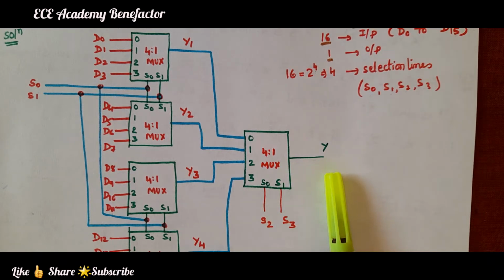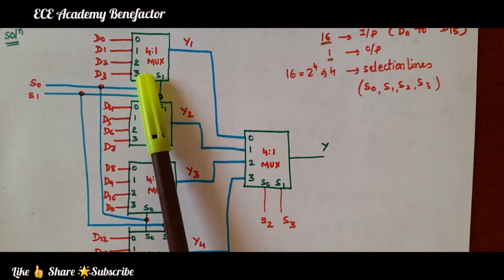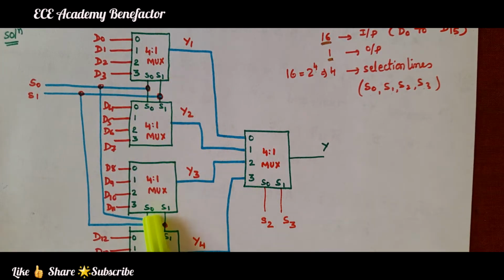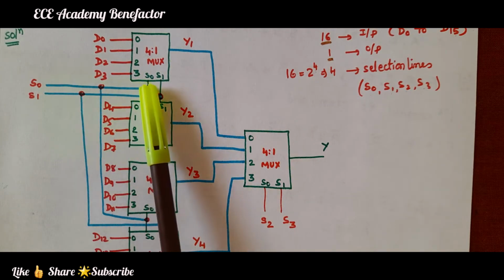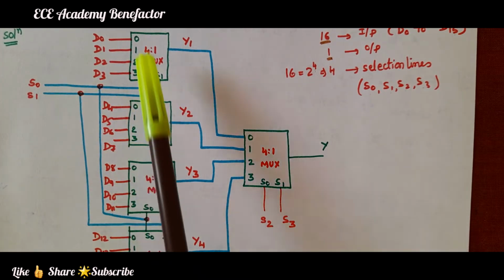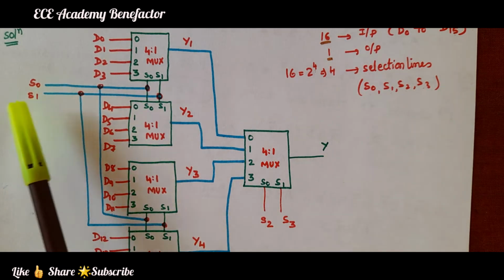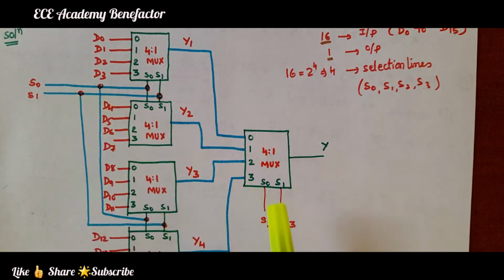to get a single output. Now, coming to selection lines, each 4:1 mux will have 2 select lines. Okay. So, 2 select lines are common to these 4 mux. For these mux, we have given S0, S1, S0 and S1. 2 select lines are given for these 4 mux, S0 and S1. So, 4:1 will have 2 select lines, and now the output mux will have 2 select lines. They are S2 and S3.